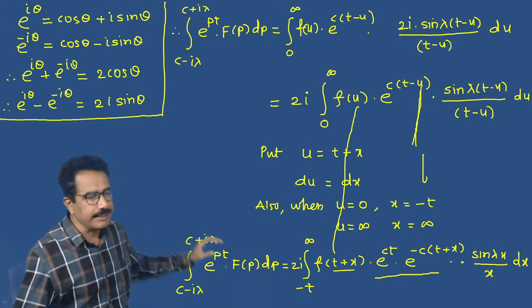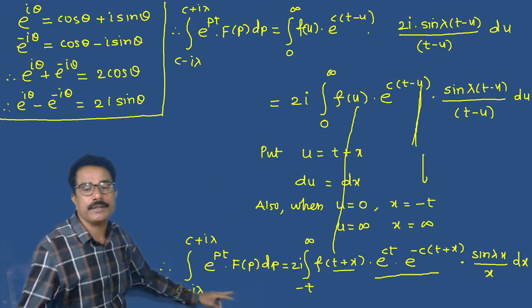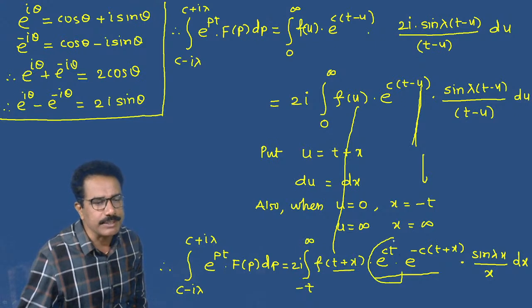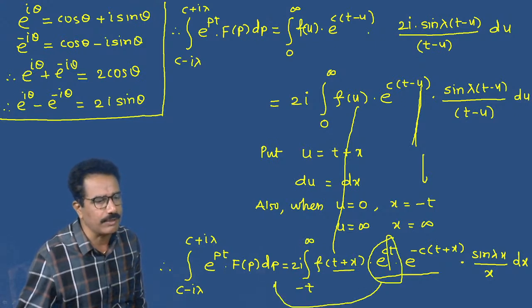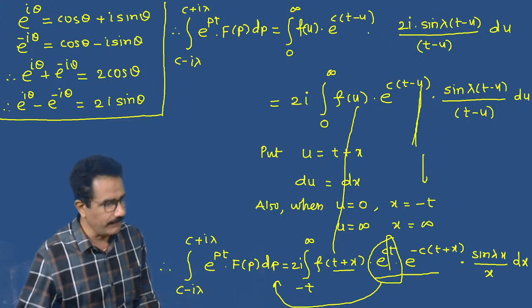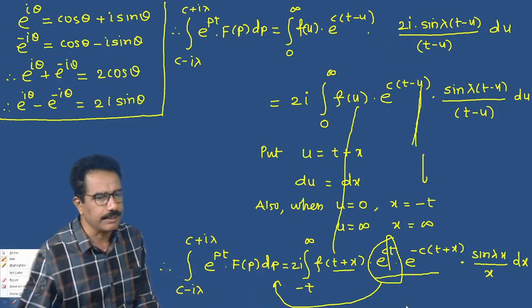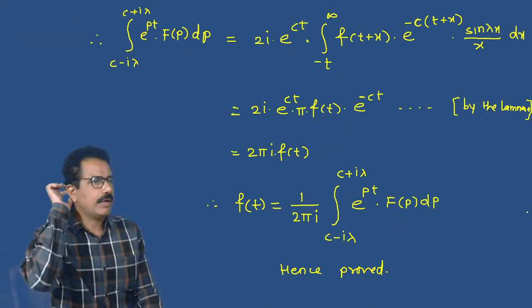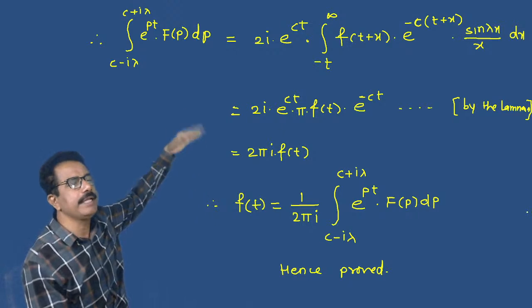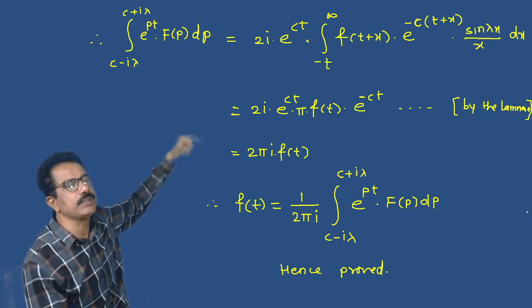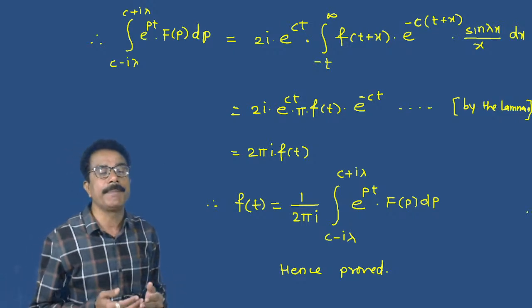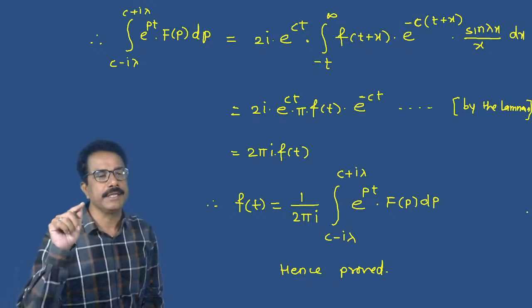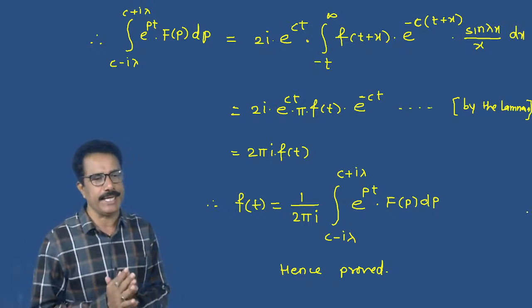That means students, see this, according to our substitution, the new form of the integral becomes this way. Now e raised to ct is a constant term, so we can take it out of the integration. So this is a new integral. So our integral becomes 2i e raised to ct into integral from minus t to infinity f of t plus x into e raised to minus c into t plus x into sine lambda x divided by x dx.